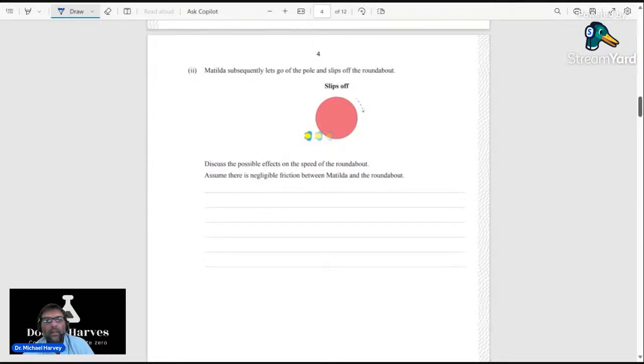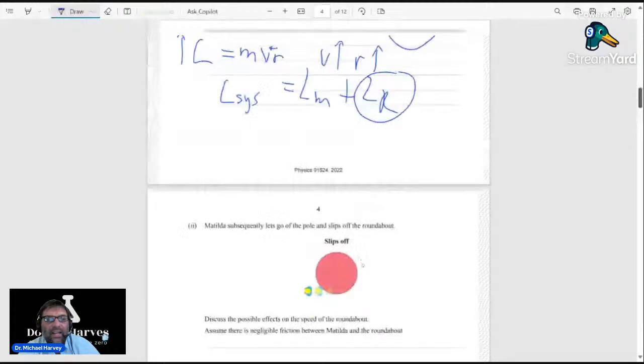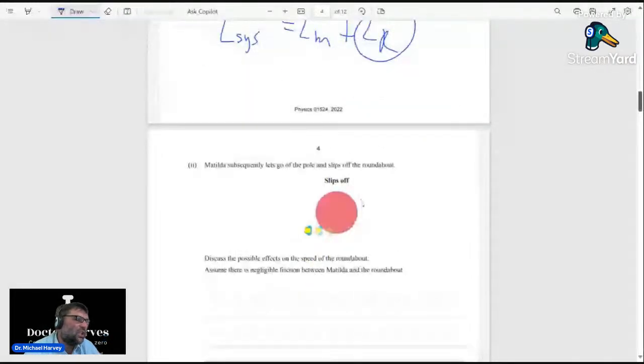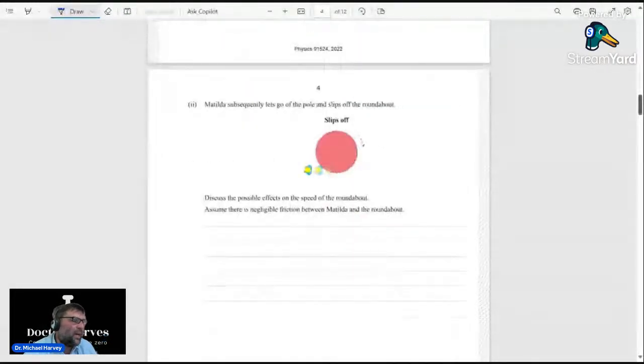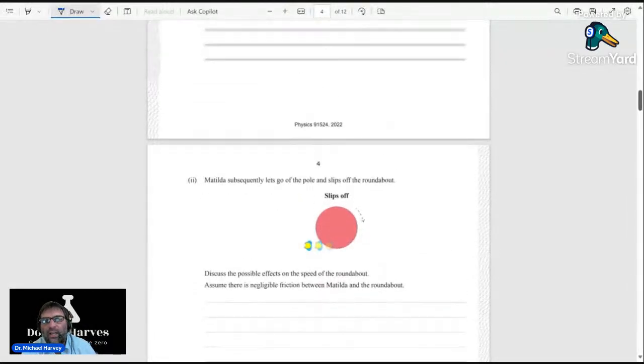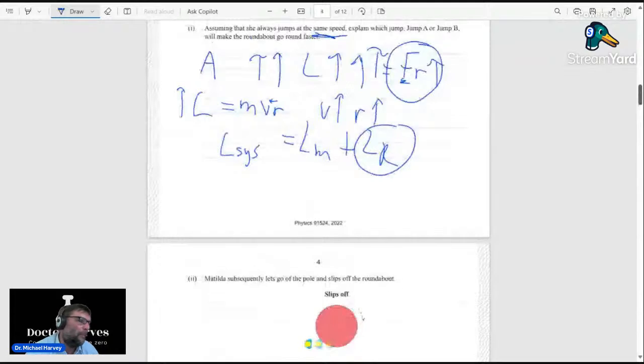Okay. So Matilda subsequently lets go of the pole and slips off the roundabout. Discuss the possible effects on the speed of the roundabout and assume there is negligible friction between Matilda and the roundabout. That's what we've just gone through: when she slips, she does not remove angular momentum from the roundabout. She only removes her own angular momentum from the system, which you see in that equation at the bottom.